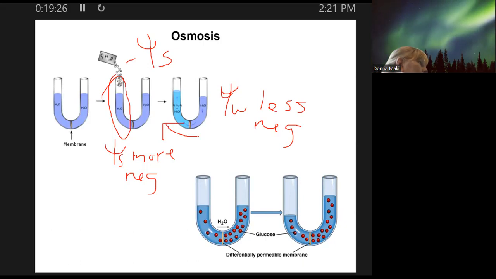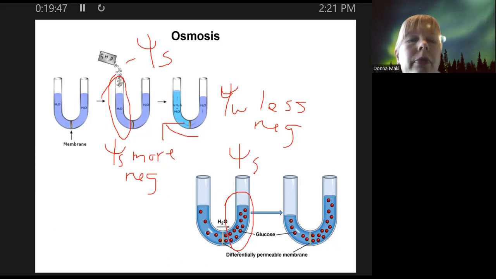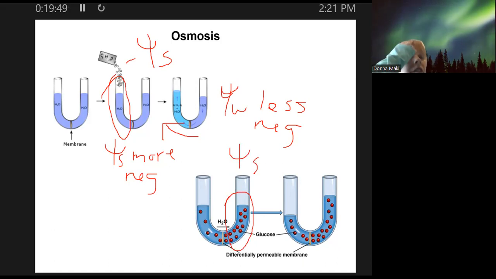The bottom U-tube is trying to show two different concentrations of glucose dissolved on either side of that membrane. And again, water is going to move to where there's more solutes dissolved, because this side here, its psi sub S is more negative than the left side, because there's more solutes. More solutes, more negative psi sub S.